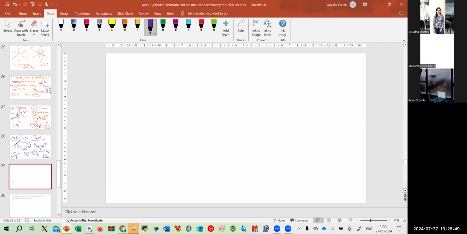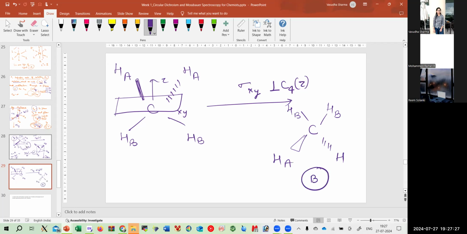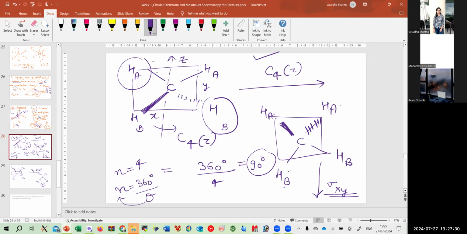So this configuration, we started with HA. After giving a rotation, it was HA, carbon, HB, and HB. Now, when the plane is here, because this was the Z direction, this is your XY. So when we are giving XY, which is perpendicular to your C4 Z axis, they get reflected to each other, and therefore we ended up having HB above and HA down. So this is your final molecule B, and this was your initial molecule A.